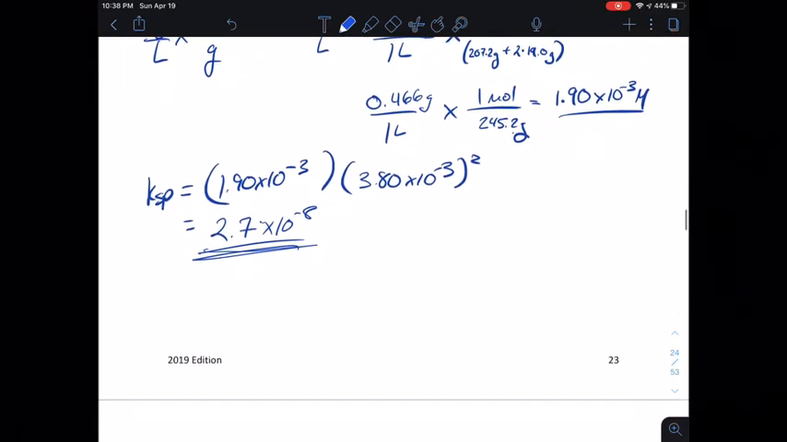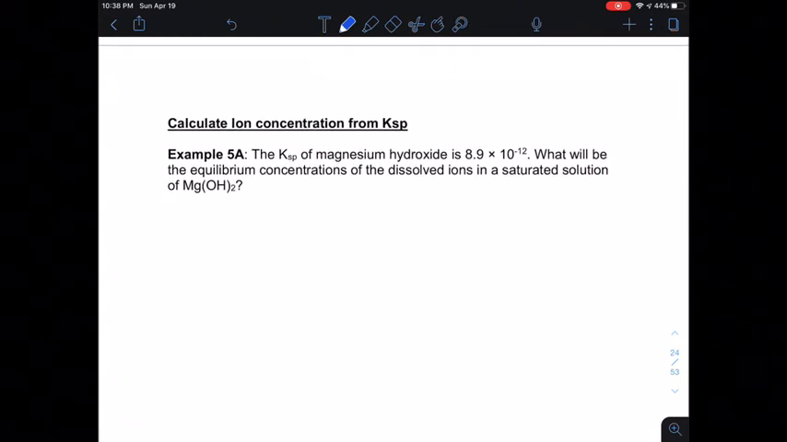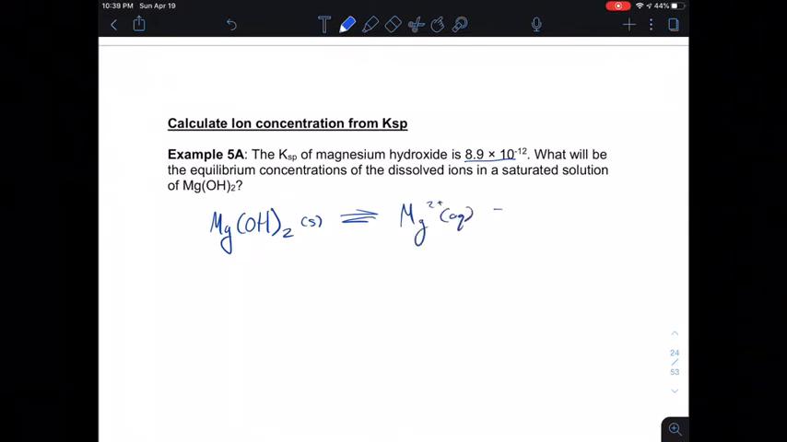Okay, so for the next question, we're going to be calculating the ion concentration from the Ksp. So this is almost the reverse of the previous question. Here we have a Ksp value, and we want to know what is the equilibrium concentration of the dissolved ions in a saturated solution of this magnesium hydroxide. So again, always valuable to write out your equation first. Here's your solid, which is going to be dissociating a little tiny bit into aqueous magnesium plus 2 hydroxide ions.